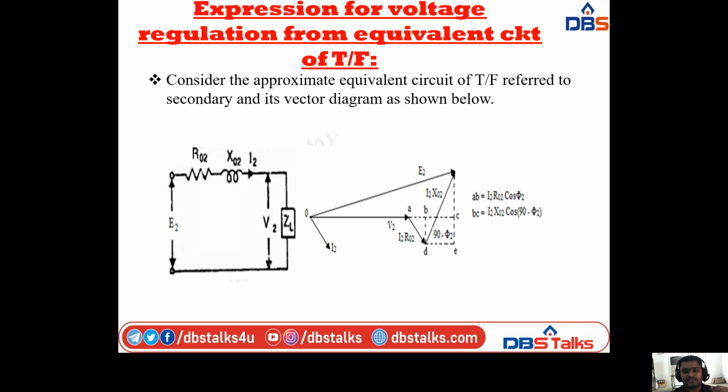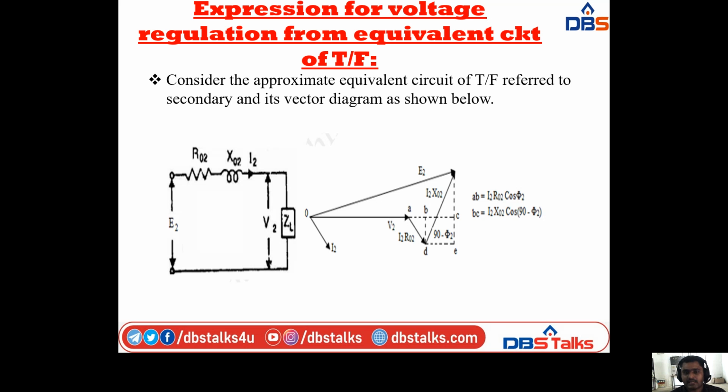Next, coming to the expression for voltage regulation from the equivalent circuit of a transformer. For that we are considering the approximate equivalent circuit of the transformer, referred to the secondary winding, and its vector diagram as shown. This is the diagrammatic representation of the approximate equivalent circuit of the transformer referred to secondary. Here the secondary winding is connected to the load. You know already that in the basic transformer we have two windings. One winding is connected to the supply voltage, that is called the primary winding, and the other winding is connected to the load, that is called the secondary winding.